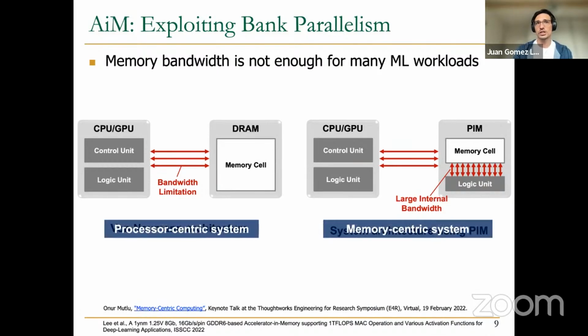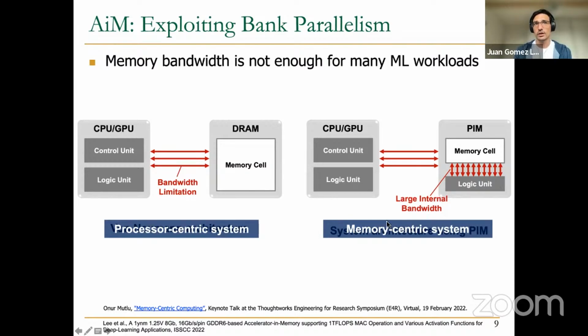We don't like so much this classification of von Neumann or PIM-based systems. We prefer to talk about processor-centric systems and memory-centric systems. As you can see, the difference between both is that in processor-centric systems, we only perform computation in the host processor, either a CPU or a GPU in this case, while in the memory-centric system, we extend memory with PIM capabilities in the form of whatever type of logic units.